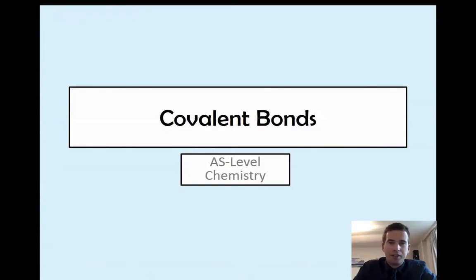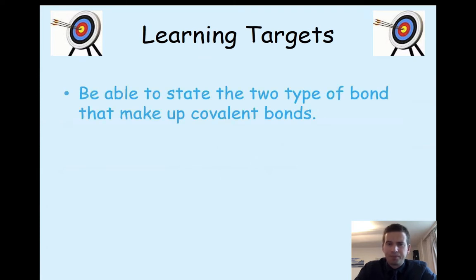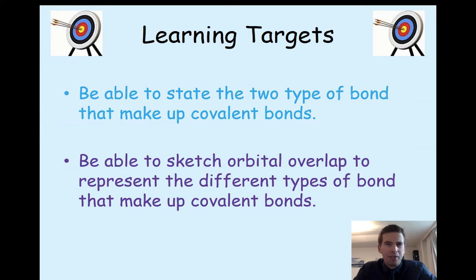And welcome back. So in this video we're going to continue looking at covalent bonding, focusing more on the actual bonds themselves. So hopefully by the end of this video you'll be aware that there's actually two different types of bond that make up covalent bonds, and you should be able to represent them by drawing orbital overlap.